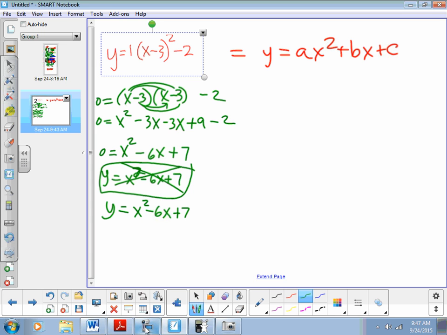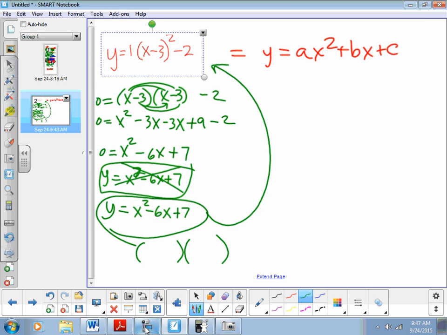Could you go from here back to that if I gave it to you? No? That's what I'm going to teach you when we do completing the square. Could you factor this? Could you tell me the 2 parentheses that multiply to give you that? Well, can you factor it out?